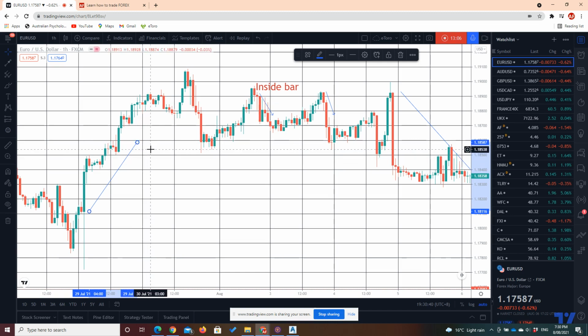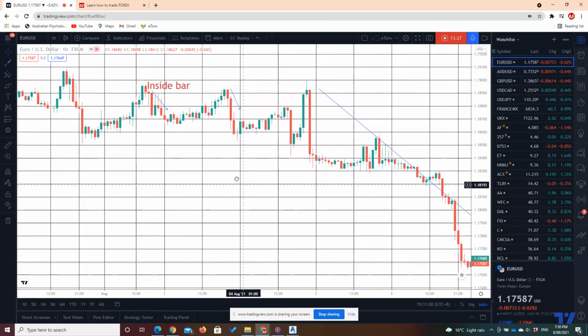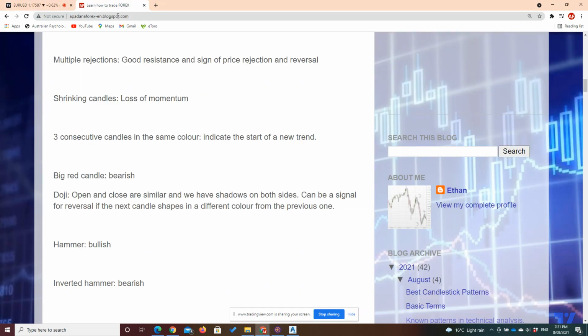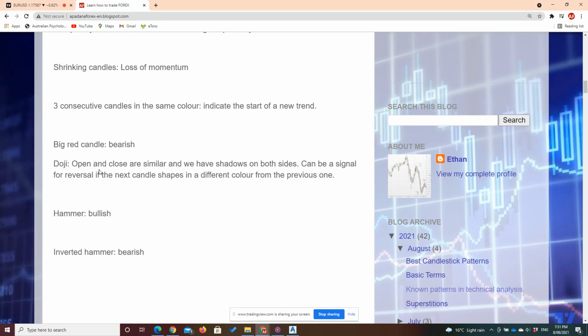As I said, don't waste your time remembering the different names which people use: Doji, hammer, sorry, spinning top, I don't know, hanging man and bearish pattern. Those different names, if you Google, are just confusing. You should just learn the psychology of the movement to be able to trade. Even the Doji pattern: open and close are very similar, and we have shadows on both sides. This can be a signal for reversal.